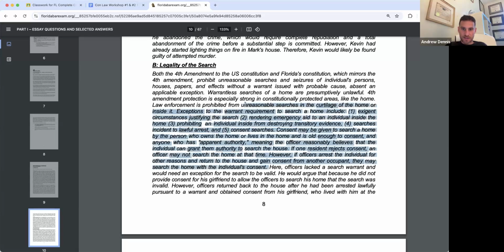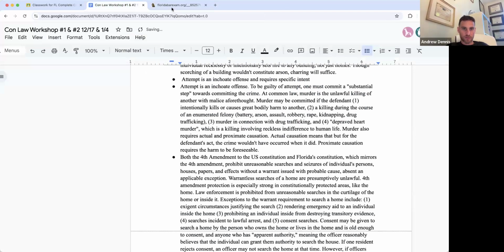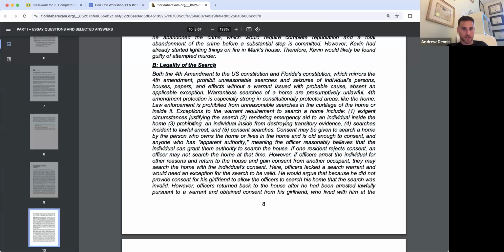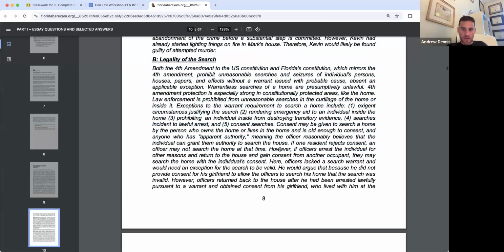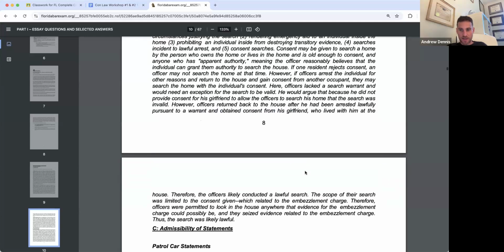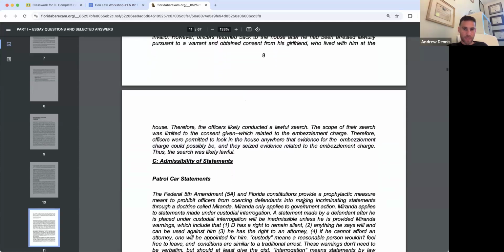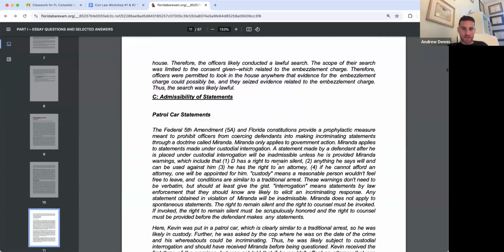So that's a nice long rule statement. You see, this person really did great with the rule statements. The issue is whether the search is legal. Here's the rule. And then they're going back and forth about how they likely conducted a lawful search because they came back, the girl gave consent, it was limited. They were permitted to find anything and they probably found it. Fair enough. All right, let's go to the admissibility of the statements.